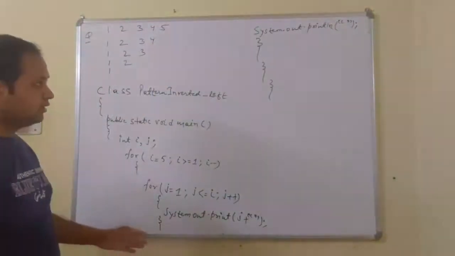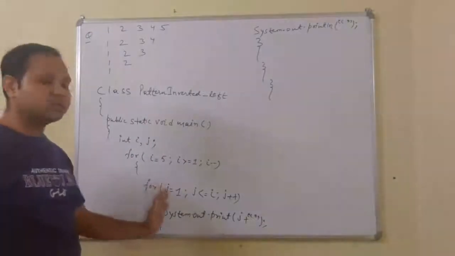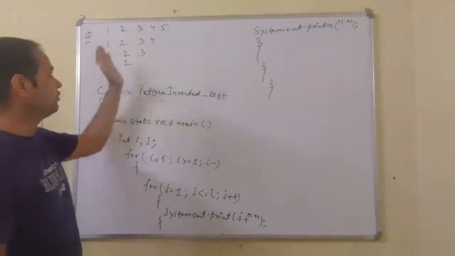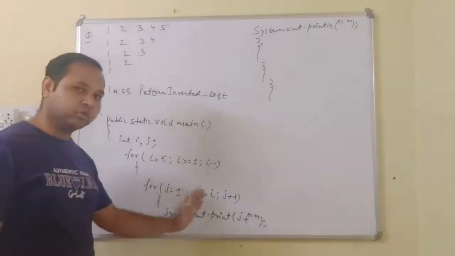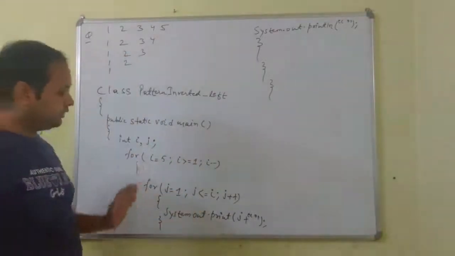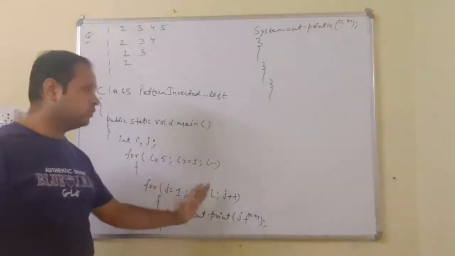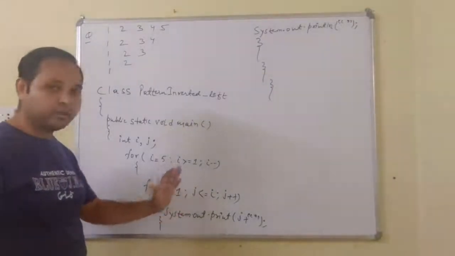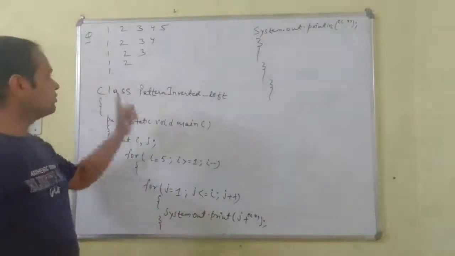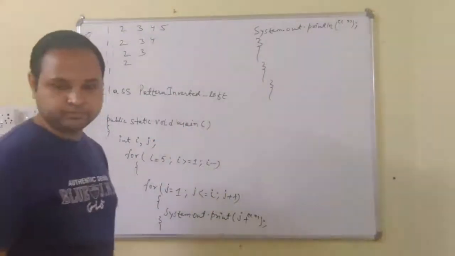Then it will change the line of the cursor. i value will decrease to 4. Then j will start from 1 and it will go till 4. So you get 1, 2, 3, 4. Then the i value is decreased to 3. j will start from 1 and go till 3. So you get 1, 2, 3. Then i value is decreased to 2, j goes from 1 to 2. So you get 1, 2. Then i value will become 1 and j will run from 1 to 1. So it will print 1. Okay. So in this way we can print a left inverted triangle.